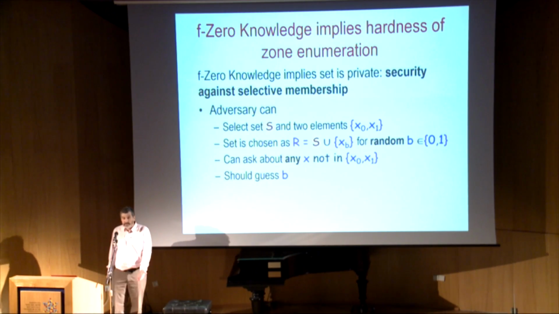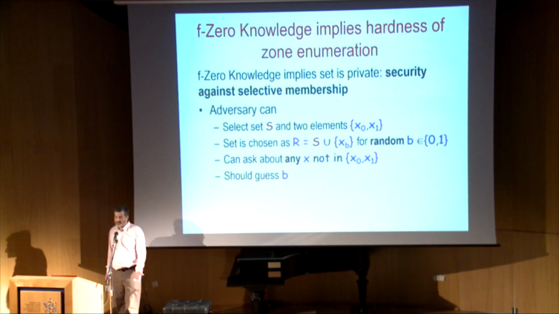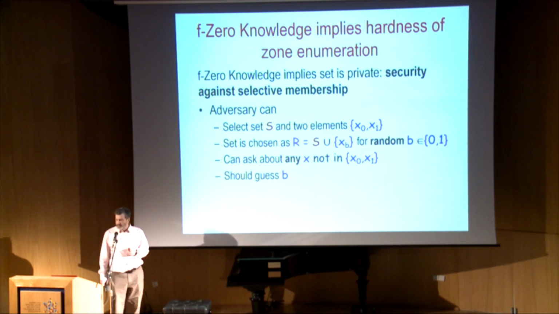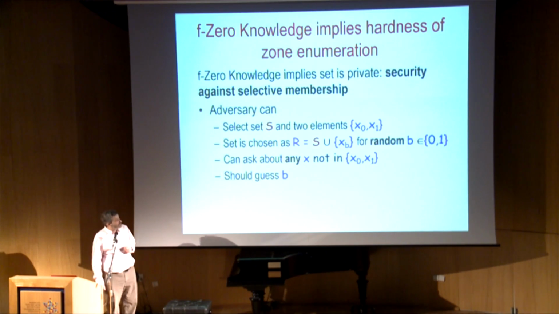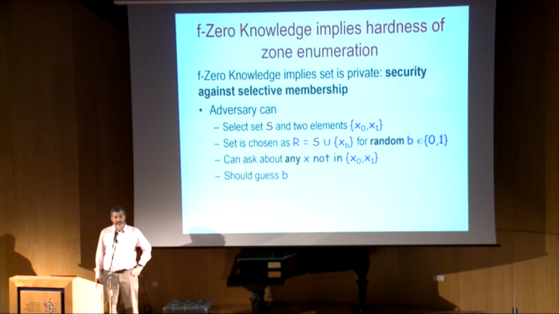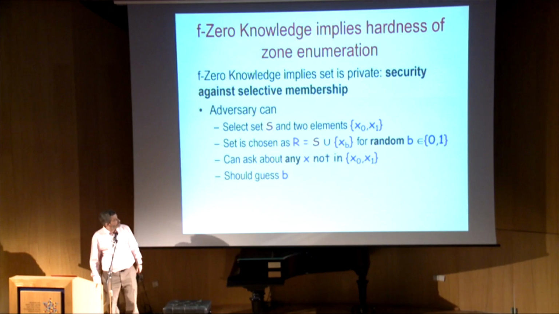So it's quite clear that F0 knowledge implies that you cannot do zone enumeration, but more formally, here is a property that we get, and it will be useful. One reason I'm mentioning it is that it will be useful in our reduction from zero knowledge, from PSR to identification. So we'll use this property.